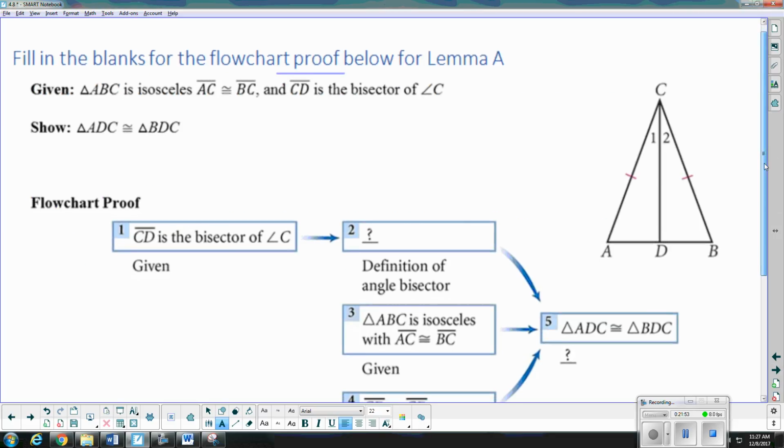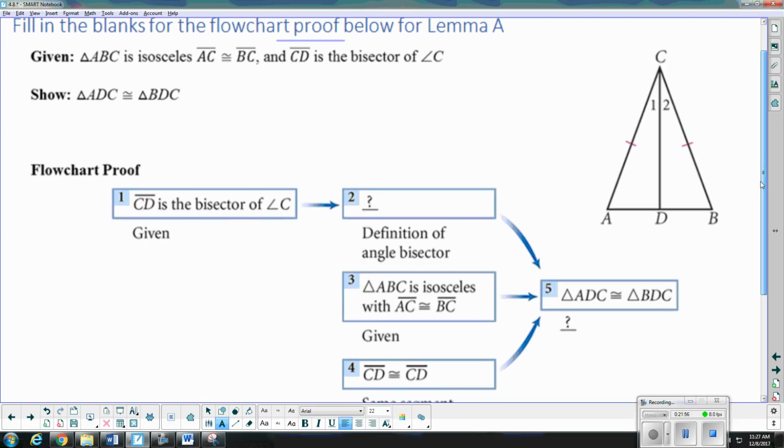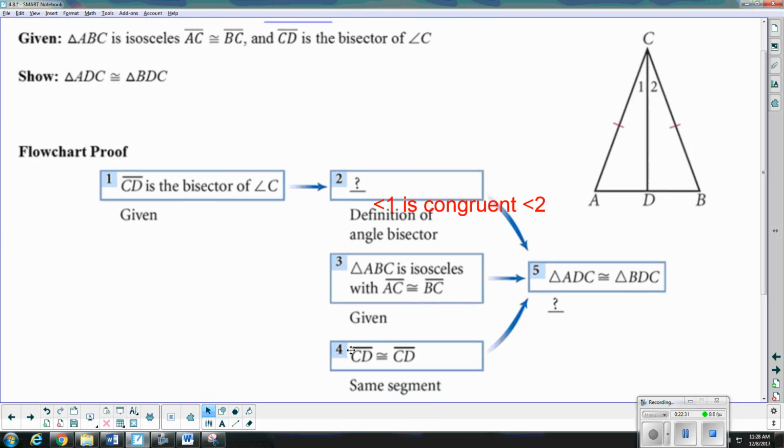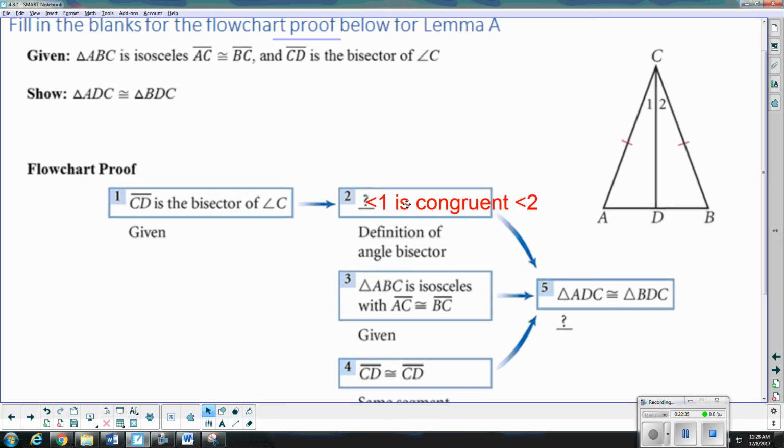So now if you're looking at this flowchart, we've already done this, but let's just fill in the missing pieces. So, if triangle ABC is isosceles, then AC is congruent to BC. Okay, that's marked. And then if CD is the angle bisector of angle C, then angle 1 is congruent to angle 2. So that's just what the bisector means. It means that it divides the angle into two congruent angles.